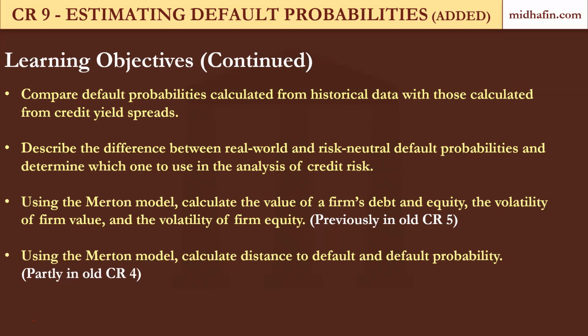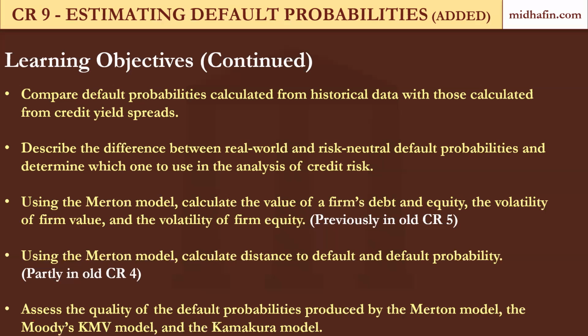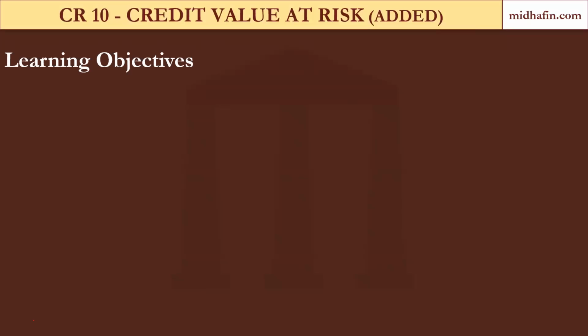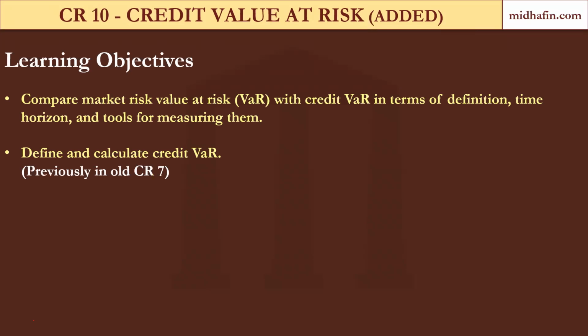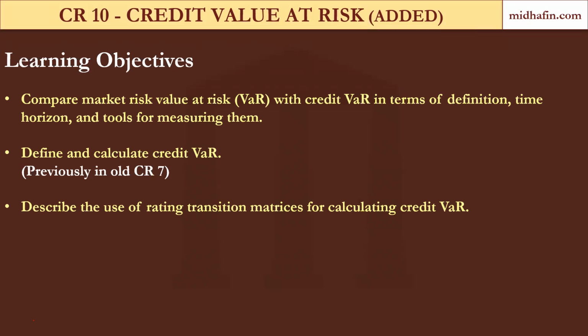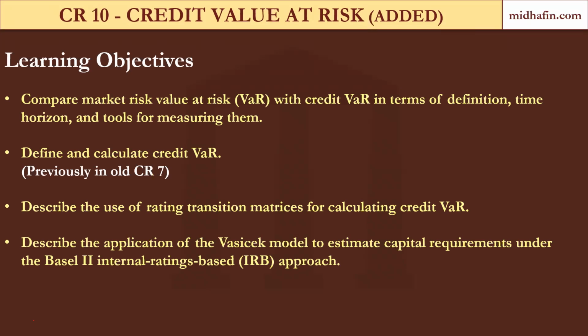So once you understand the Merton model, you'll be able to value the firm's debt and equity, and then you'll also be able to calculate the distance to default and default probability. And then you have to assess the quality of default probabilities produced by Merton, Moody's KMV, and Kamakura model. Then credit VaR, one of the very important chapters which have been added: comparison of market VaR with credit VaR, then definition and calculation of credit VaR. I think earlier it was covered as only one or two learning objectives in some of the previous chapters. But this credit VaR concept itself deserves a separate chapter in the FRM Part 2 curriculum, which it has got this time. Then use of rating transition matrices for calculating credit VaR.